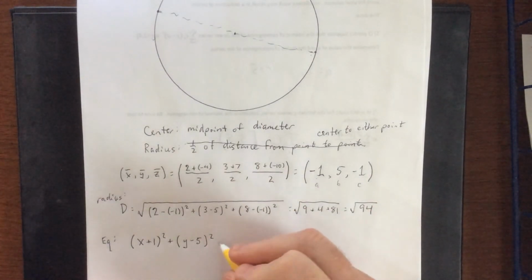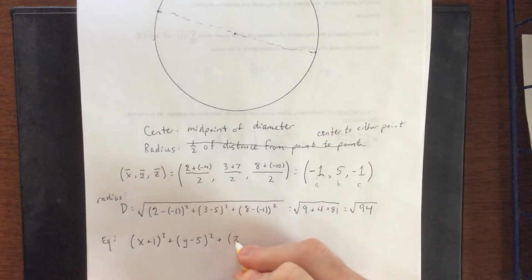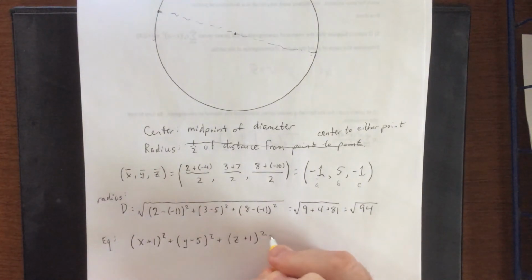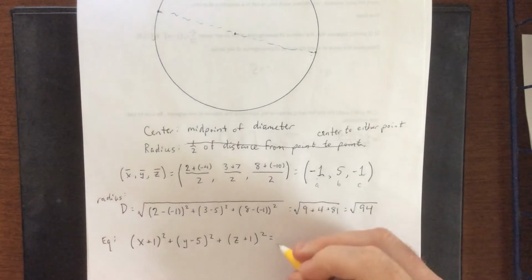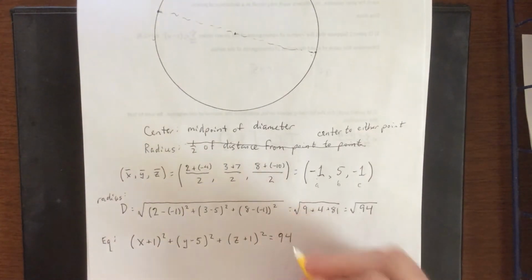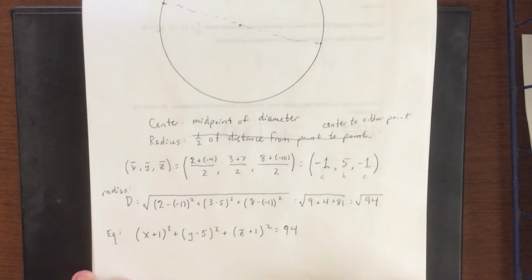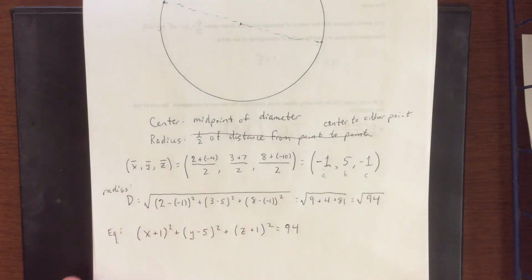And z minus -1, quantity squared. So that'll be z plus 1. That's supposed to be equal to the radius squared. When we square that square root, the square and the square root will cancel out, and this is the equation of the sphere in question. And just by looking at it, we should be able to tell that the center is -1, +5, -1, and that the radius is the square root of 94.